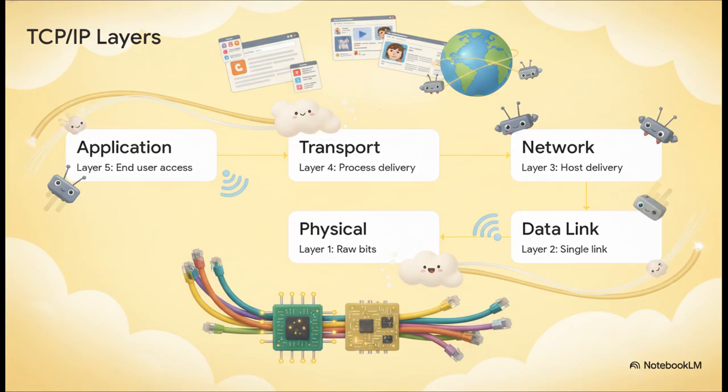For your studies, and frankly for your future careers, you're going to view this as a 5-layer model. We always count these starting from the bottom up or talk about them from the top down. At the very top, closest to the user, is layer 5, the application layer. Below that is layer 4, transport. Then layer 3, network, which is sometimes called the internet layer. Below that is layer 2, data link. And finally, sitting right at the foundational hardware level is layer 1, the physical layer.